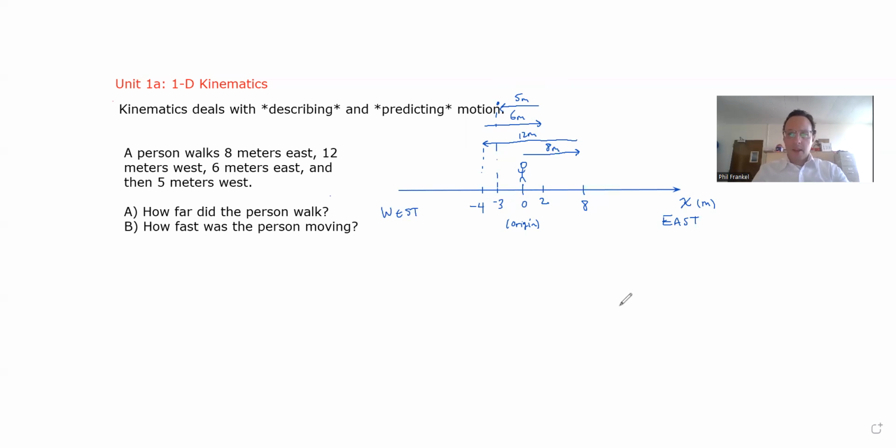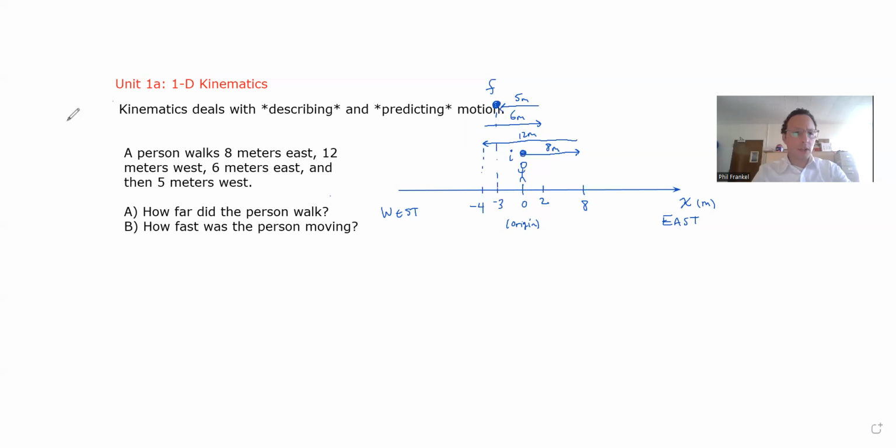So just to recap, they walk 8 meters east and end up at X equals 8. They walk 12 meters west and end up at X equals -4. Then they walk 6 meters east again and end up at X equals 2. And finally, they walk 5 meters west and end up at X equals -3. So I'm just going to put a little dot here and label this I for the initial location of the person. They start at the origin. And I'm going to put a dot here and label it F. That is the final location of the person.